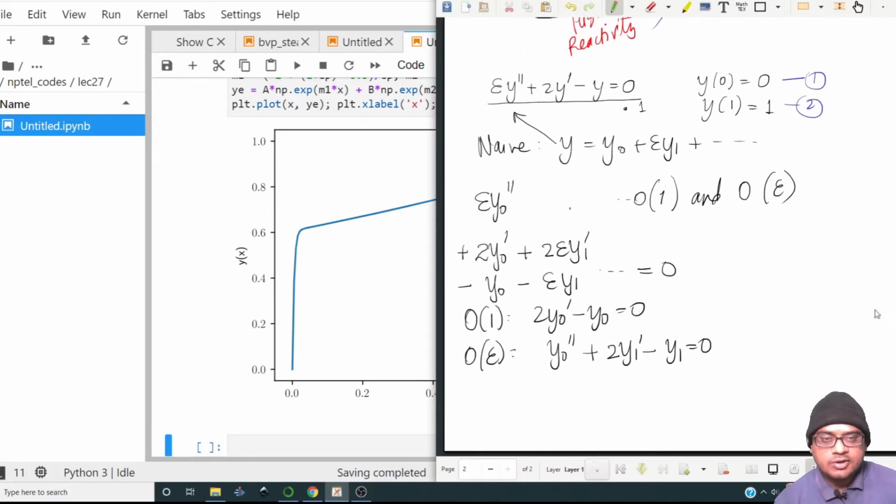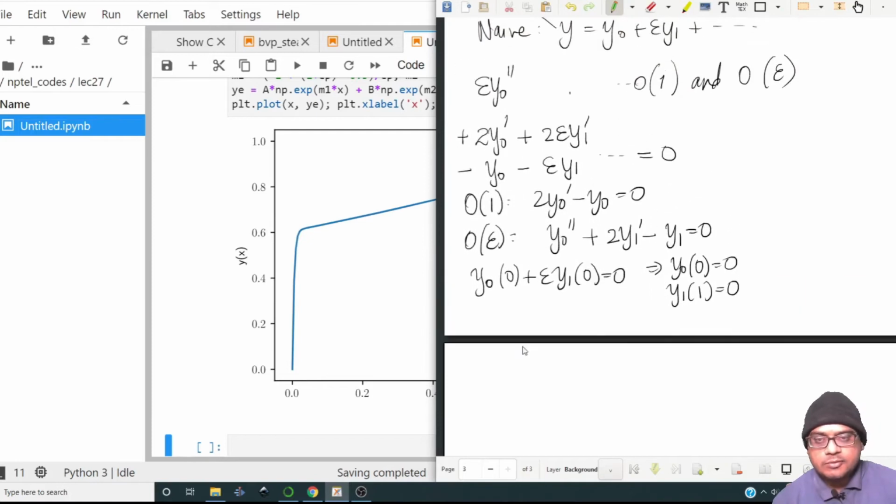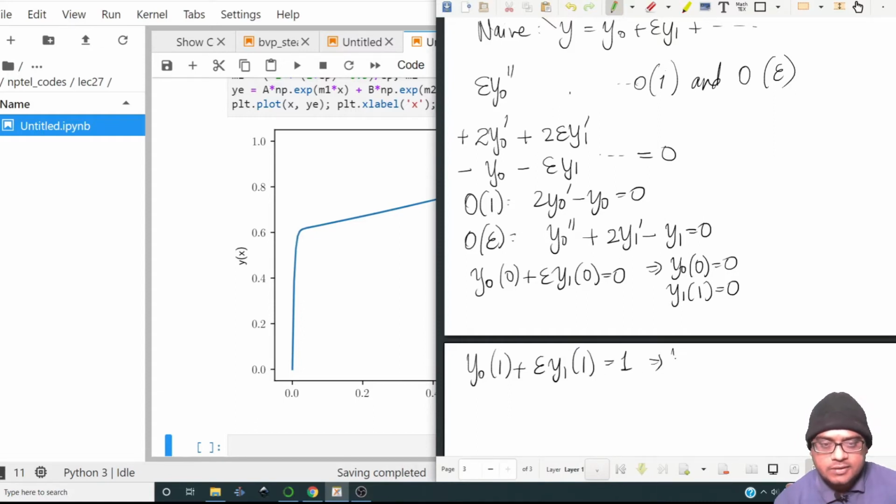And now what are the boundary conditions? At y equal to 0, y0(0) plus epsilon y1(0) equal to 0, which implies y0(0) is 0, y1(0) is 0. Fine. What about the second boundary condition? y0 at 1 plus epsilon y1 at 1 equal to 1, which implies y0 at 1 equal to 1, y1 at 1 is equal to 0.